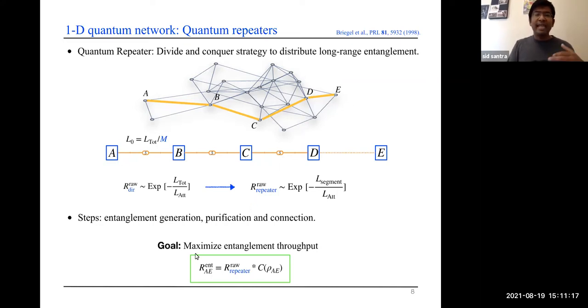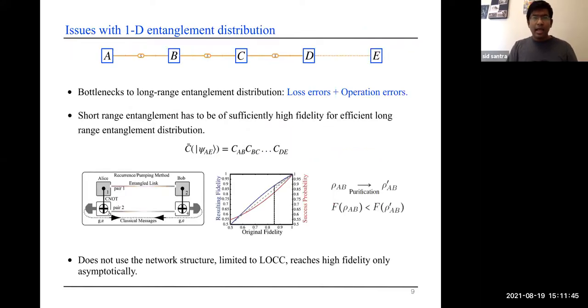And so the goal of any entanglement distribution protocol would be to maximize this product of the rate at which one is able to establish remote entangled states, rho AE, and the entanglement quality of these states. Here, for example, quantified by the concurrence of the state AE, rho AE. And so this process of one-dimensional entanglement distribution has certain issues, and the bottlenecks to the effective rate are of two kinds.